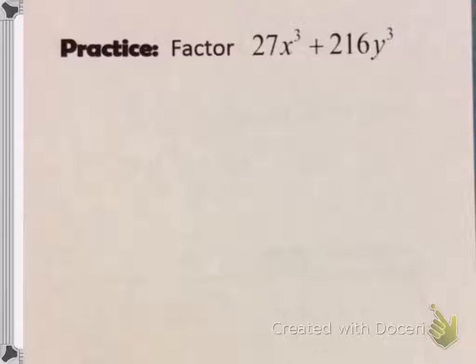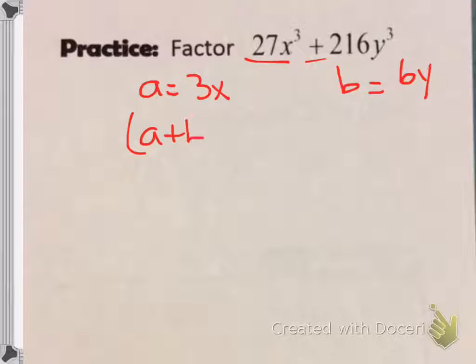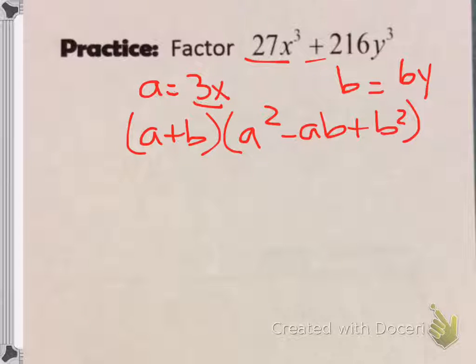One last one right here. We're going to cube root again to find our a and our b value. Our a value would be 3x because it's the cubed root of the 27x cubed. And our b value would be 6y because that's the cubed root of 216y cubed. Plus sign here, so ours has to start with a plus sign. And then the rest of our formula would be a squared minus ab plus b squared. Substituting 3x in every time you see an a and 6y in every time you see a b. So 3x plus 6y.